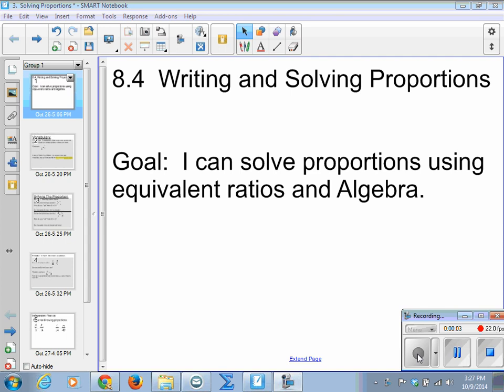Today we are looking at writing and solving proportions, and our goal will be to solve proportions by using equivalent ratios and algebra. This is very similar to our work with rates and unit rates so far, so hopefully this lesson flows for you pretty easily.